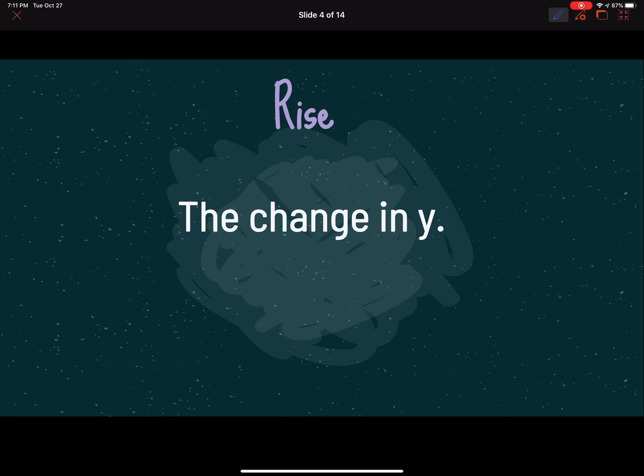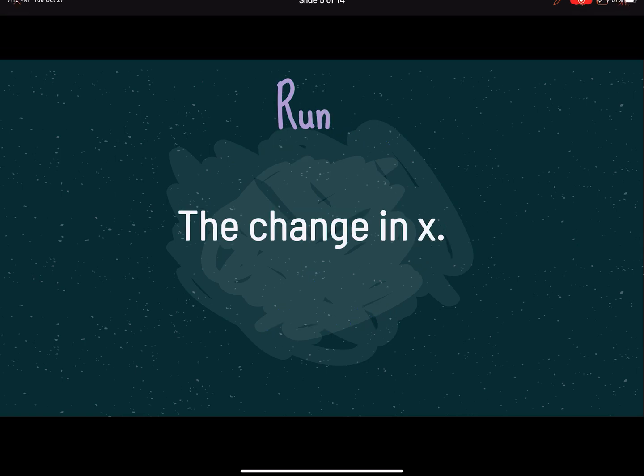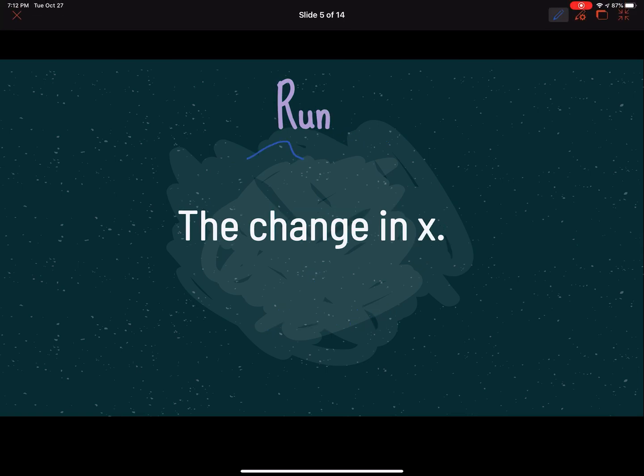Our next vocab is rise, change in y. Now remember, when we're finding the change in math, we will subtract, which allows us to find a change or difference. Okay, next we have run. Run is the change in our x value. And again, if we're referring to change in math, we're talking about the operation subtract because we're finding a difference.